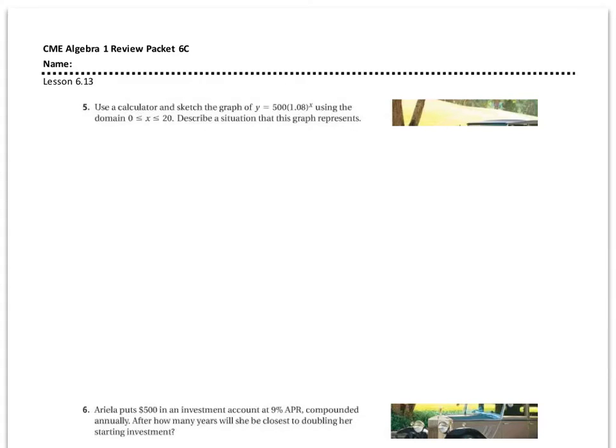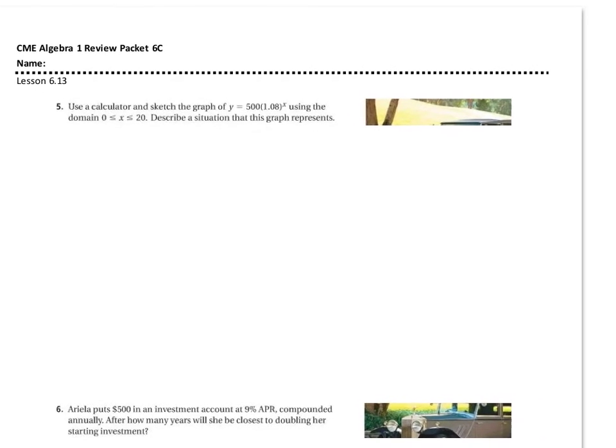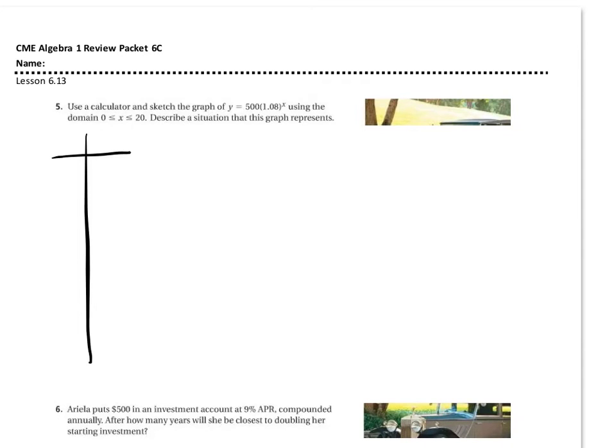So what I would recommend you to do is you can make a graph like that. This is x and this is y. You put 0 there. So 500 times 1.08 to the 0 power. This part is 1 because it's a 0 power. Times 500 is 500.